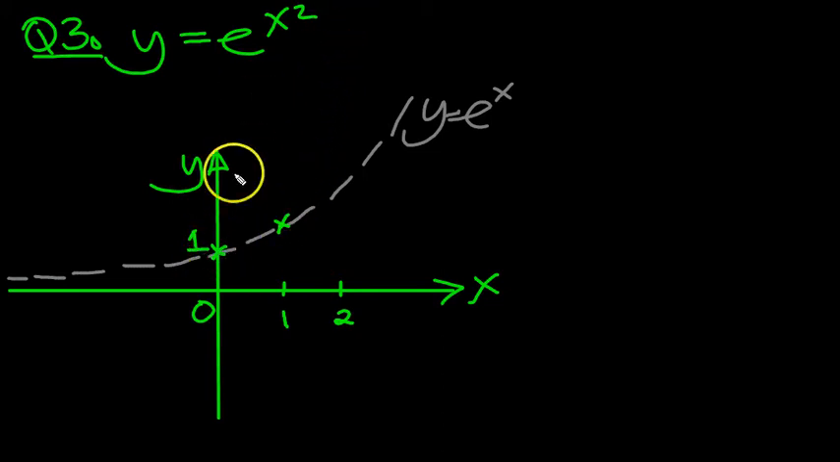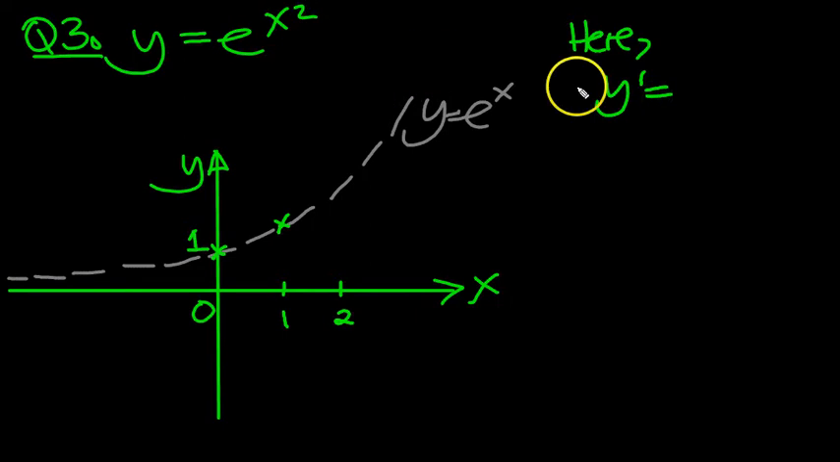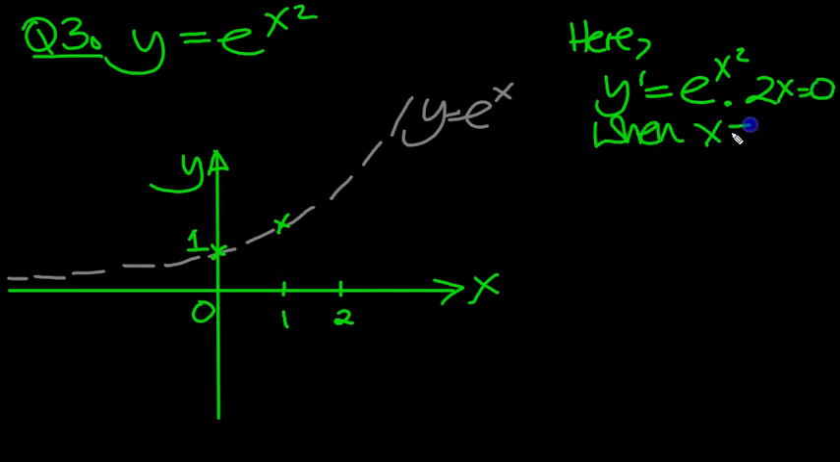Now what gradient does it have at 0? So let's differentiate. So here, y dashed is a function of a function. E to the something differentiates to e to the something, multiplied by the something differentiated, which is 2x. Let that equal 0. That equals 0 when x equals 0. So we know it's going to have a gradient 0 here, come through here, go through 1, and then really shoot up quite fast. So I'm going to try and sketch that now.